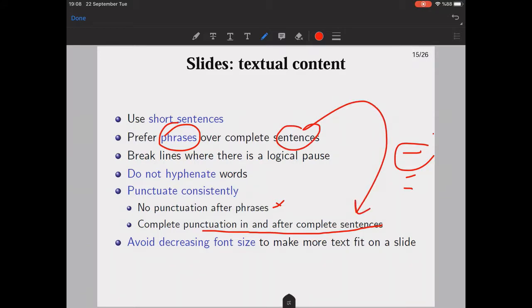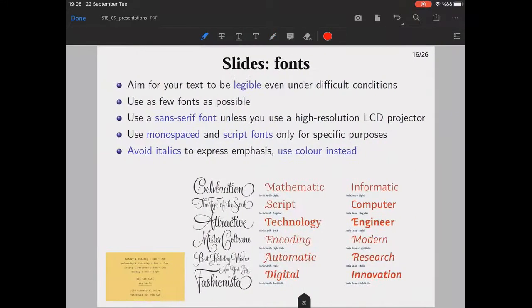Avoid decreasing font size to make more text fit on a slide. Okay, you want to tell something more here, just making the font size smaller and fitting everything here. No, instead spread it over a few pages, a few more slides. That would make sense. And the fonts.